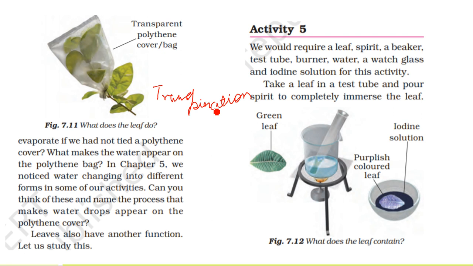7.11. Yes, here you can observe some water droplets on the inner surface of the polythene bag. From where do these droplets come? These droplets are coming from the leaf surface. As I told you, the process is called transpiration. Let me define it again. The process of losing water in the form of water vapor through stomata is called transpiration.